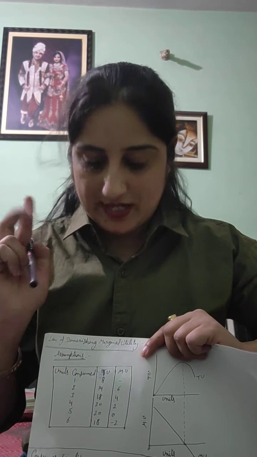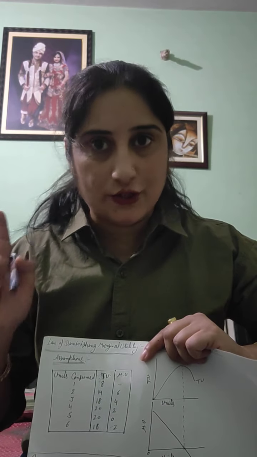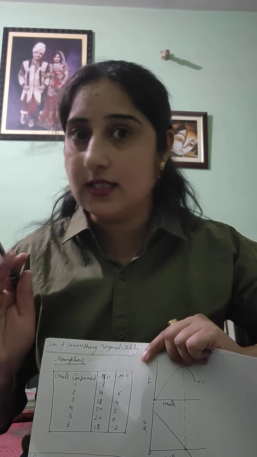When total utility is increasing, marginal utility is positive. First point. And second point, when total utility is maximum, marginal utility is 0. Second point. Third point, when total utility decreases, marginal utility becomes negative. This is the third point.